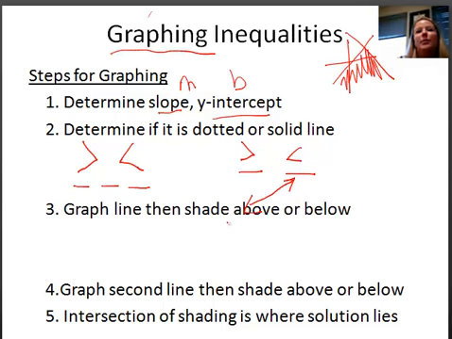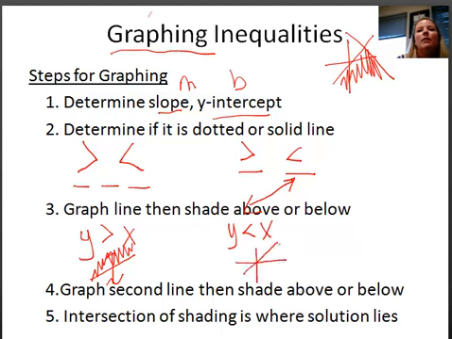Then we have to decide, do we shade above it or do we shade below it? If I had y is greater than x, I would shade above it because y is bigger than the x values. So greater than, you shade above the line. If I say that y is less than x, meaning that all my y values are smaller than the x, I'm going to shade below it. Now the trick to this is, if I have the coordinates here, and ideally there's arrows.